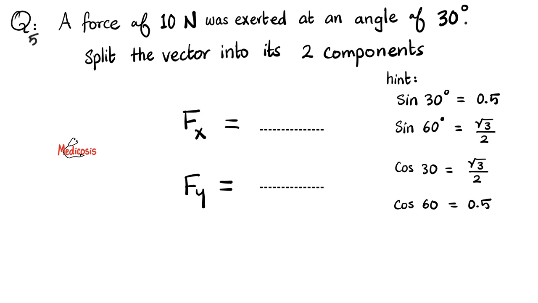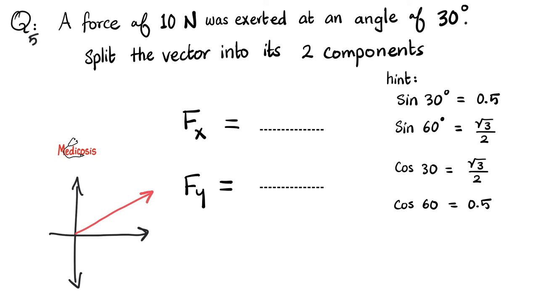More practice. Question 5. A force of 10 newtons was exerted at an angle of 30 degrees. Split the vector into its two components, please. And here are some hints for you. So let me draw my quadrants like this. Okie dokie. And where is F? 10 newtons at 30 degrees. So let me draw this like this.